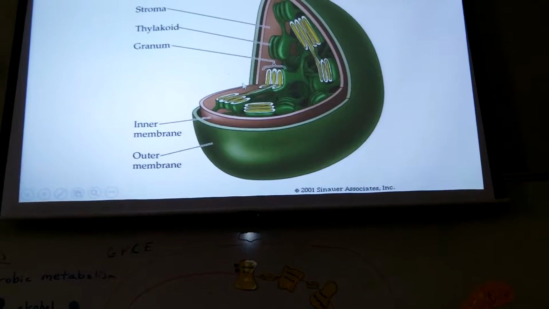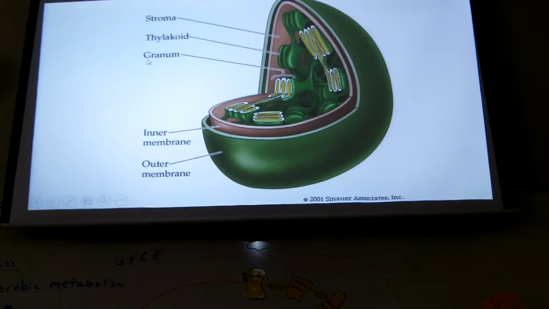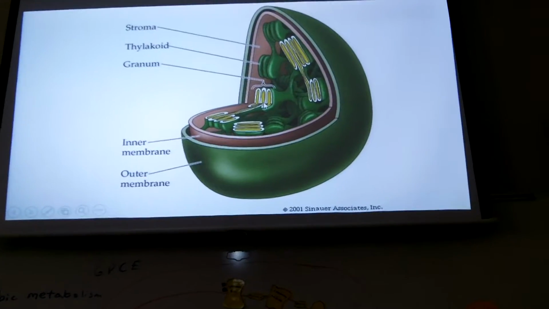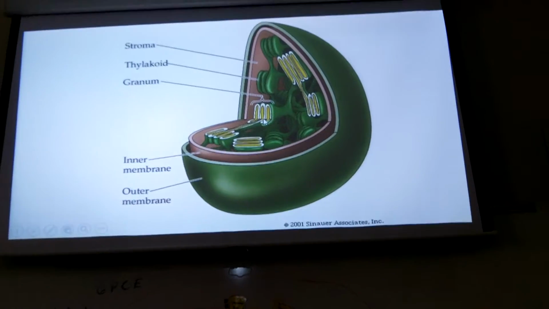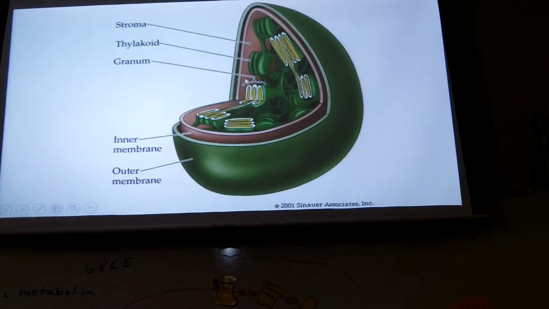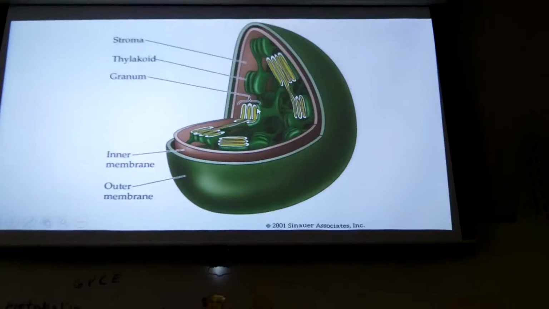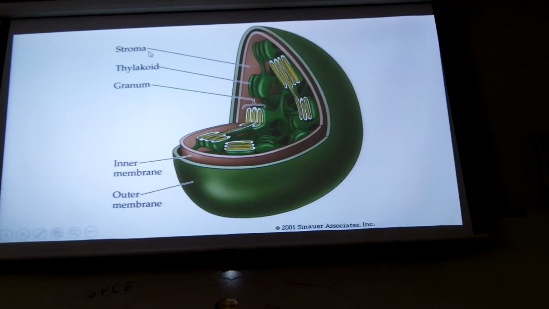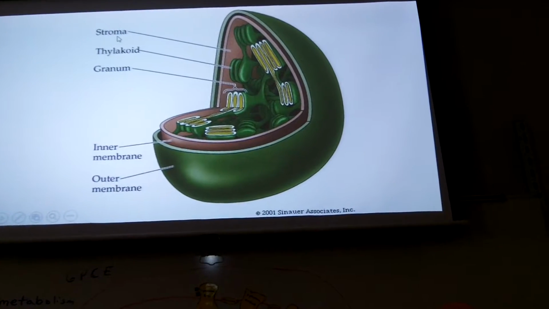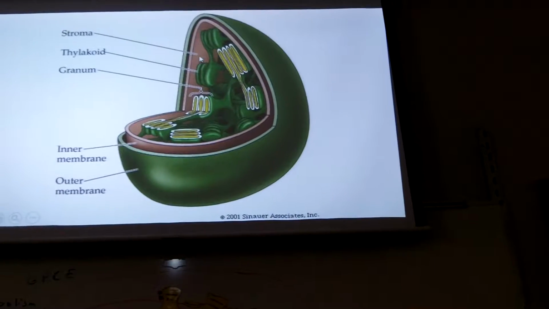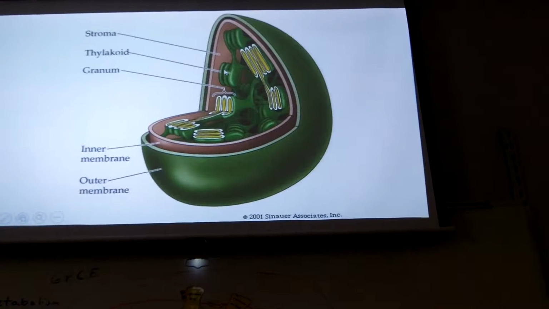Now, a stack of these thylakoids is called a granum. A granum is several of the thylakoids together. Can you say granum? Granum. Bunch of them together. And then there's some empty space inside there, that's just open space, and that's called the stroma. Can you say stroma? Stroma. These are fun words to say. The stroma is just like the outside of the thylakoids, and there are the thylakoids.